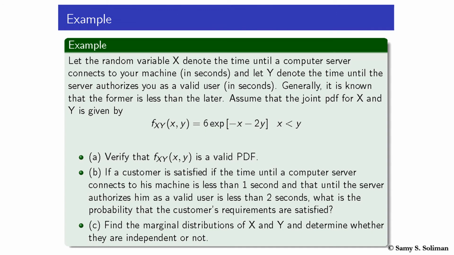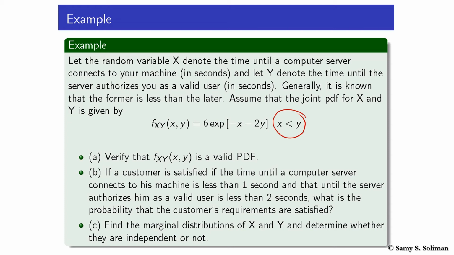Let's try this example together. The example says that we have a random variable x which denotes the time until a computer server connects to your machine, in seconds, and y denotes the time until the server authorizes you as a valid user, again in seconds. Generally, it is noted that the former is less than the other, which means that the random variable x is less than the random variable y. Of course, it makes sense. We cannot be authorized access to a server without first connecting to this server. That's why y is always larger than x.